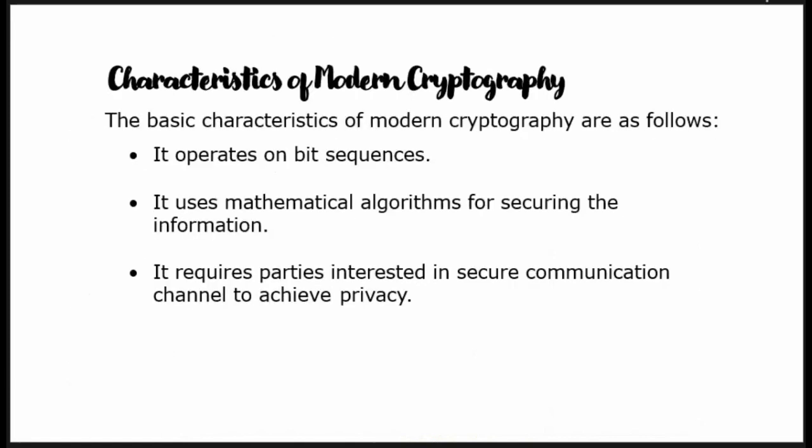The characteristics of modern cryptography are pretty simple. It operates on bit sequences. In other words, every message that you have is rendered as bits, zeros and ones, so that computations can be performed on them. Cryptography uses mathematical algorithms for securing the information or whatever message you are sending across.